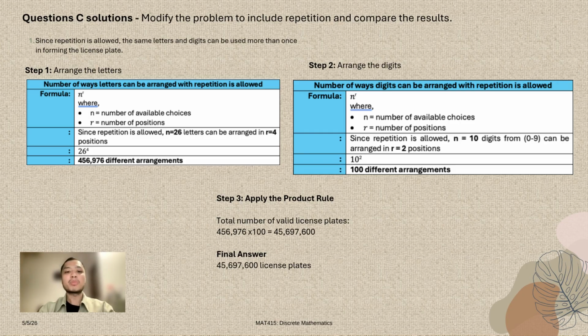And finally, we apply the product rule again. We multiply 456,976 letter arrangements by 100 digit arrangements. So this will give us 45,697,600. Therefore, when repetition is allowed, the total number of valid license plates increases to 45,697,600.